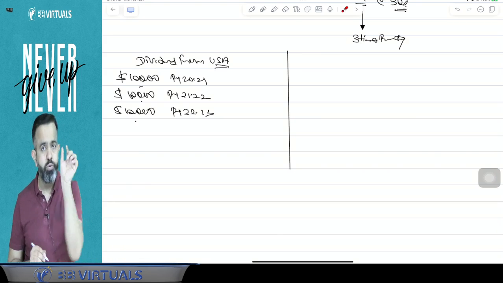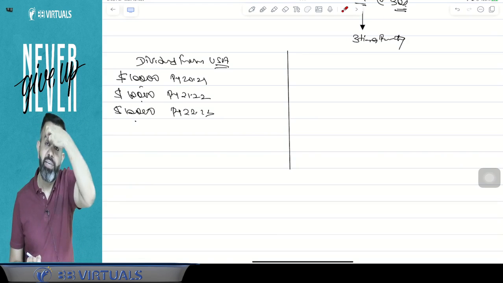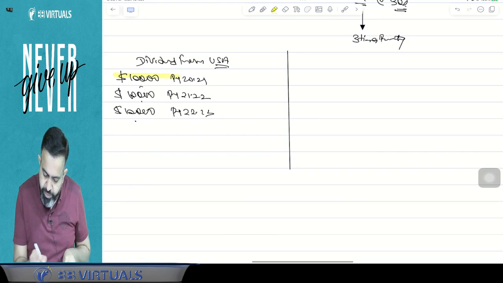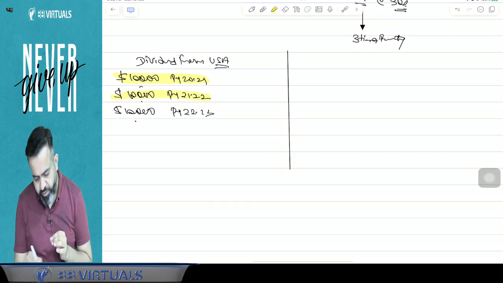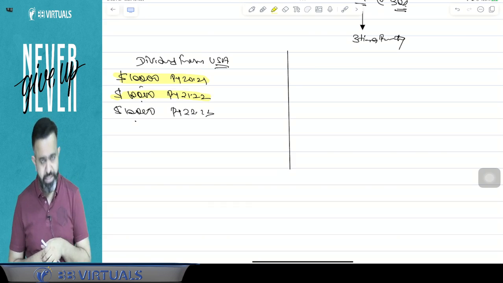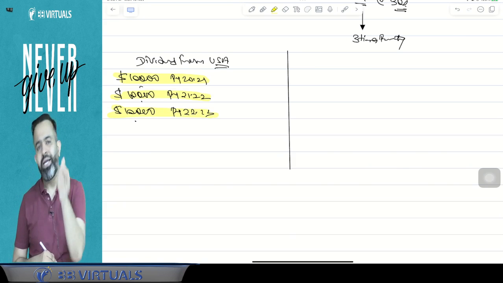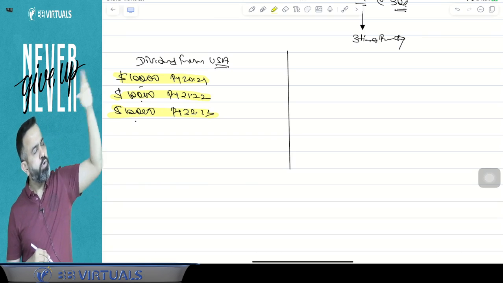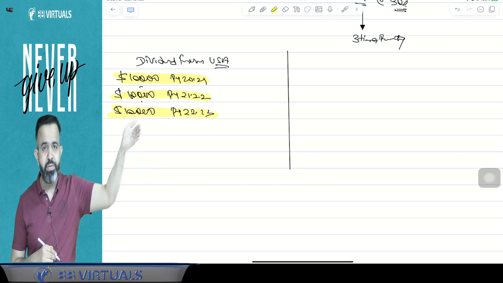So this is undisclosed foreign income. It will be taxable in the respective year only. Respective year means this $10,000 will be taxable in the previous year 21-22. This $10,000 will be taxable in the previous year 22-23. So in simple words, undisclosed foreign income will be taxable in the respective year only, meaning the year to which that income belongs.